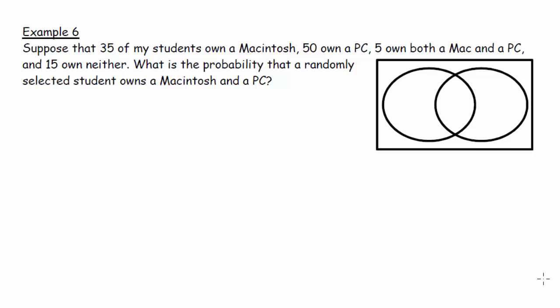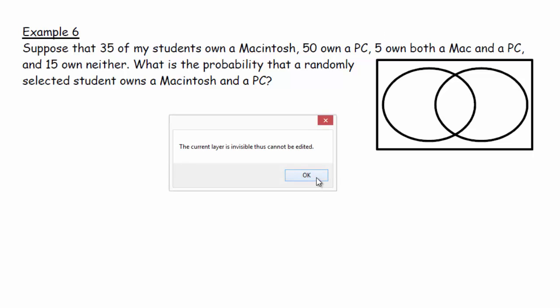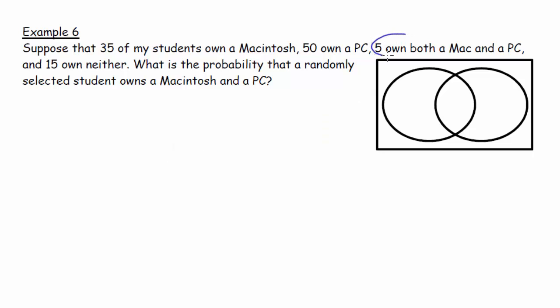So in example 6, suppose that 35 of my students own a Macintosh, 50 own a PC, and 5 own both a Mac and a PC. Then I have 15 students who own neither. What is the probability that a randomly selected student owns a Mac and a PC? Well, the first part, how many students own both a Mac and a PC? Well, there are 5 students that own a Mac and a PC.